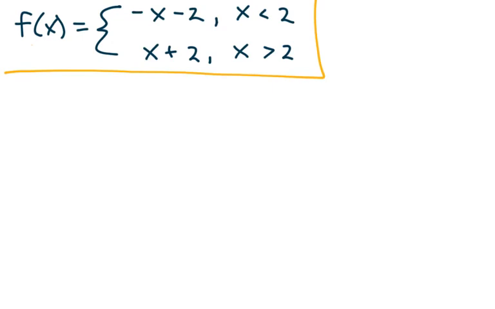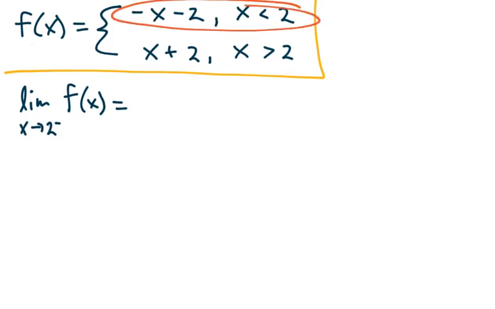So it was asking for the limit as x approaches 2 from the negative side of f of x. Well, which function was that? If we're approaching from the left, that's x less than 2. So where is x less than 2? That's going to be this top function. So that's going to be negative x minus 2.